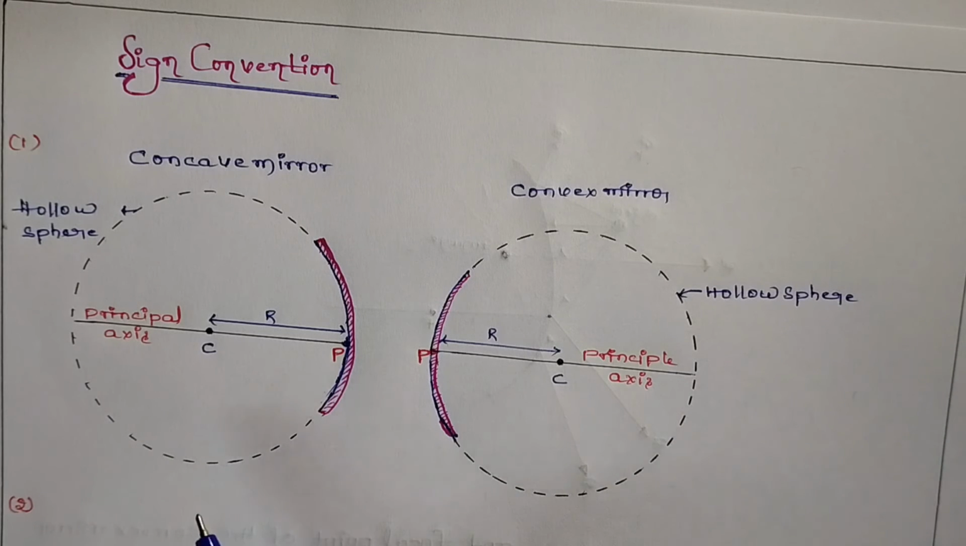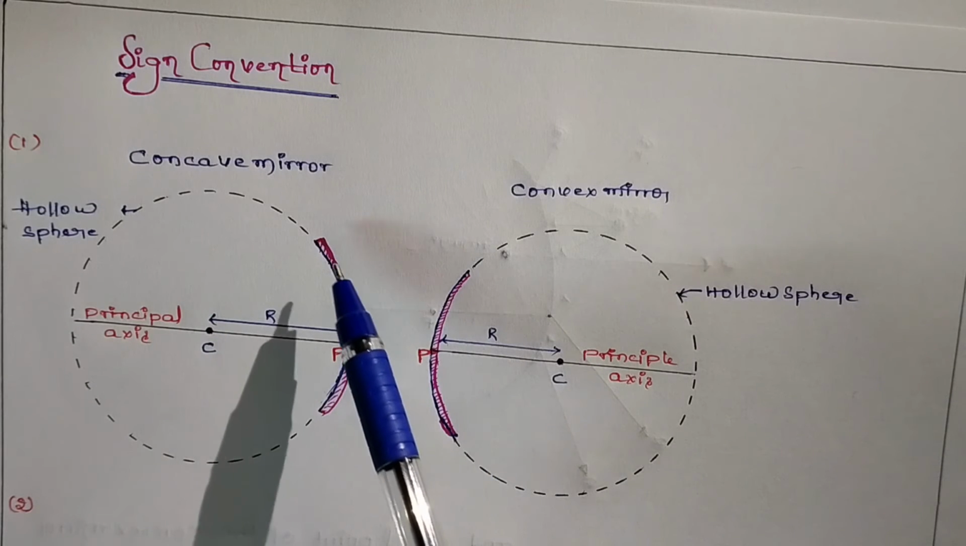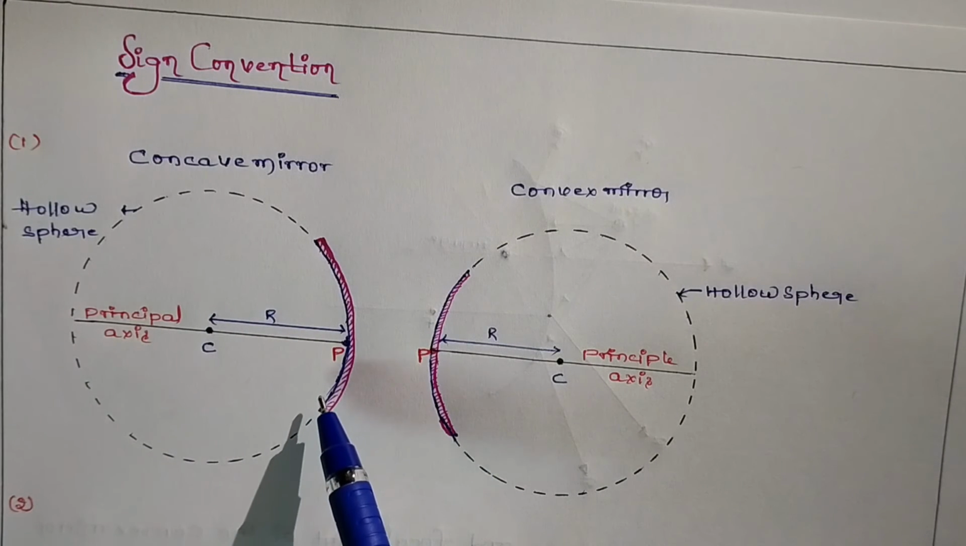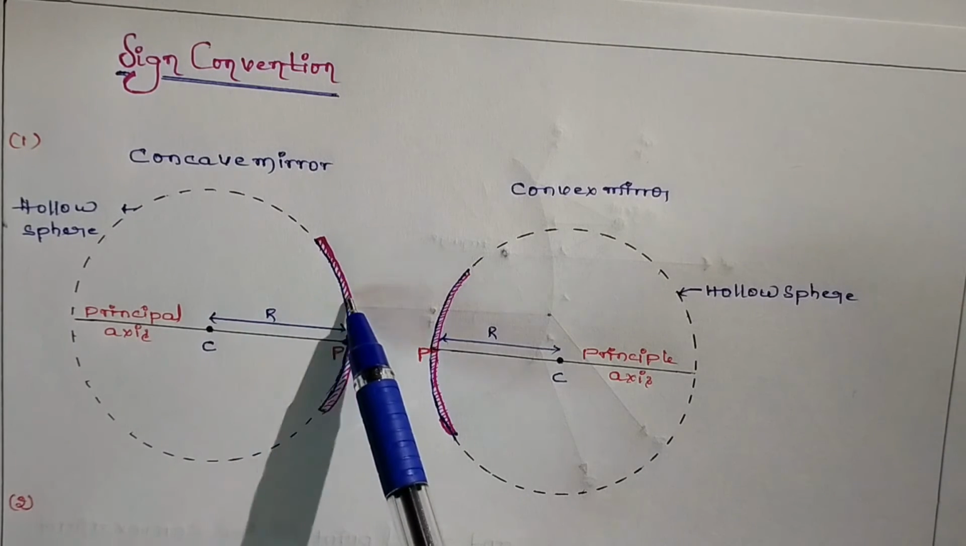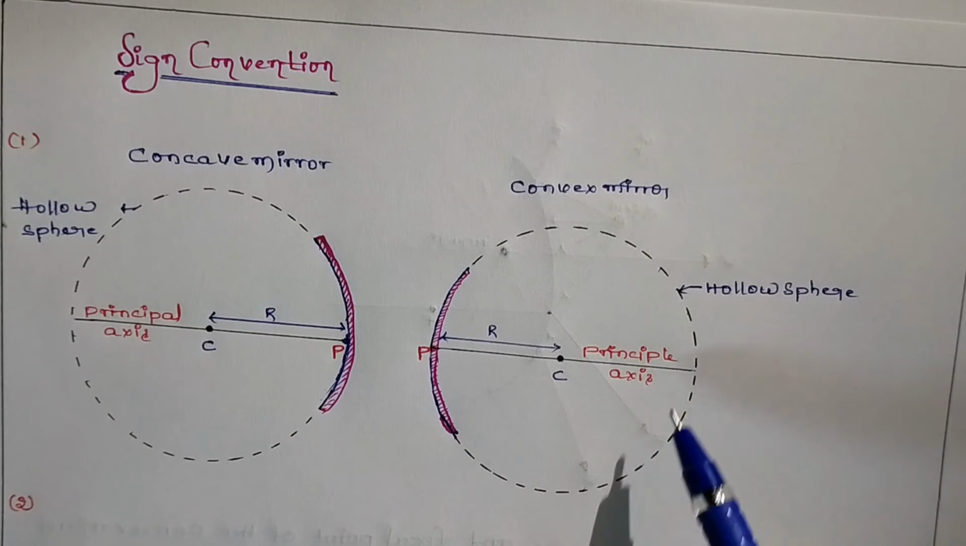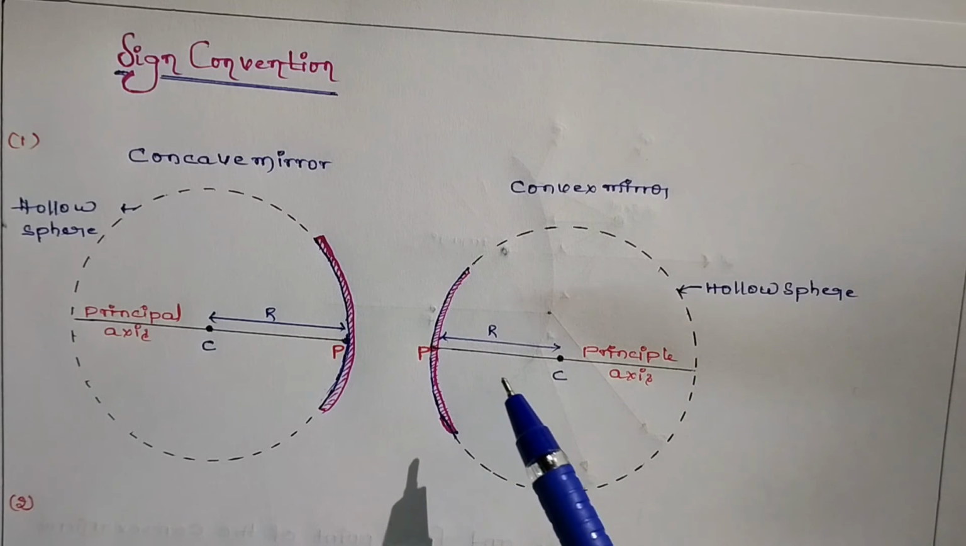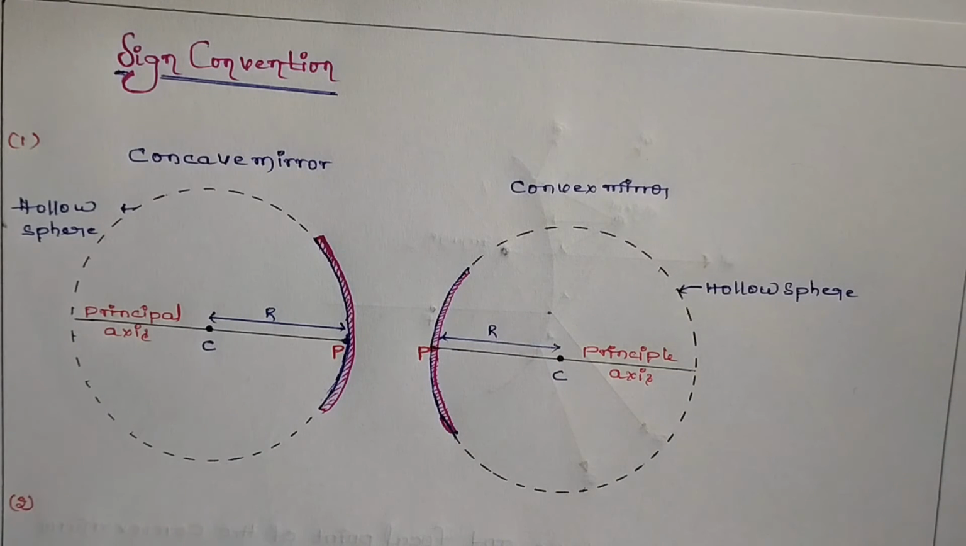So here the concave mirror and convex mirror are nothing but spherical mirrors, because as shown in the figure, these mirrors are part of a sphere. This is the sphere and these mirrors are parts of this sphere. If we cut some part of this sphere, if the reflecting part is inward, it acts like a concave mirror. If the reflecting surface is outward, it behaves like a convex mirror. And here we have some rules for sign convention.